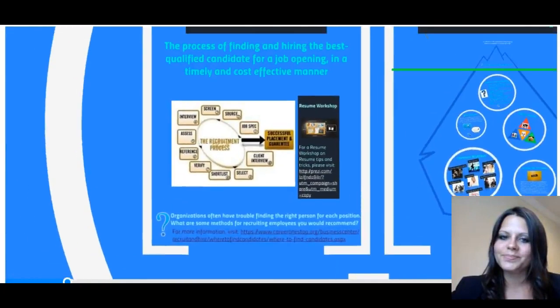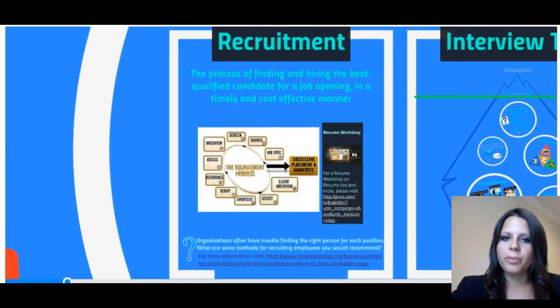Some firms might appreciate someone who's more confident, whereas here it can really conflict with that value they have of being humble. So let's talk about recruitment, which is the process of finding and hiring really the best qualified candidate for a job opening. And the hope is to do that in a timely and cost-effective manner. Organizations often have trouble finding the right person for a position. So what are some methods that you would recommend? Let's take a look about where to find candidates.